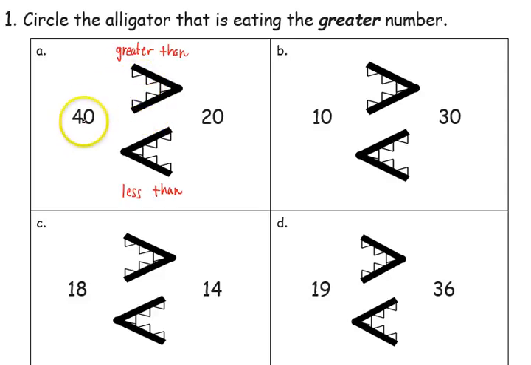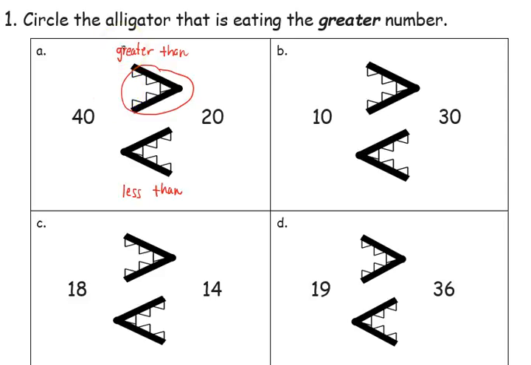So in my first problem, I'm comparing 40 to 20. 40 is the greater number, so I'll go with this symbol. And I would read the statement as 40 is greater than 20. And again, the opening or the mouth is pointed toward the bigger number.